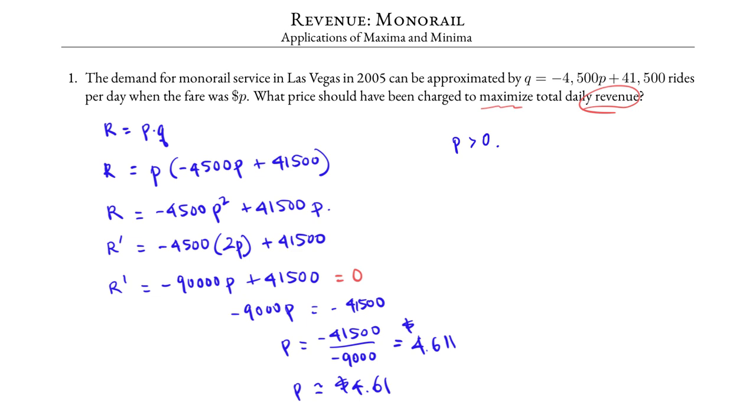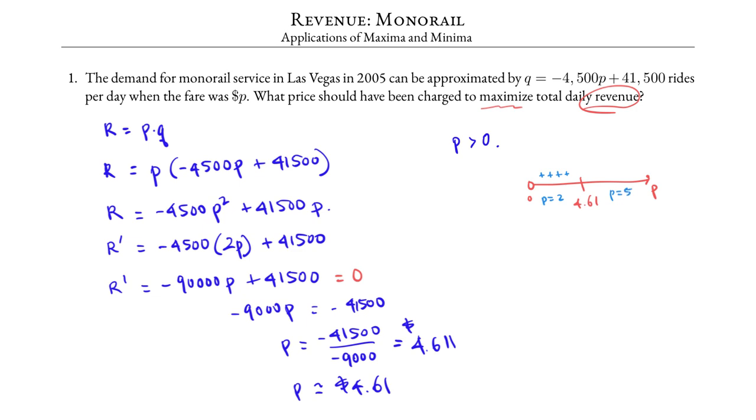Now, how do we know that this price will maximize the revenue? We can check using the first derivative test. The critical number that we found was 4.61. If we pick any number in the interval between 0 and 4.61, for instance P equals 2, and we plug it into the derivative, we will see that negative 9,000 times 2 plus 41,500 will give us a positive number. So the derivative is positive in this interval.